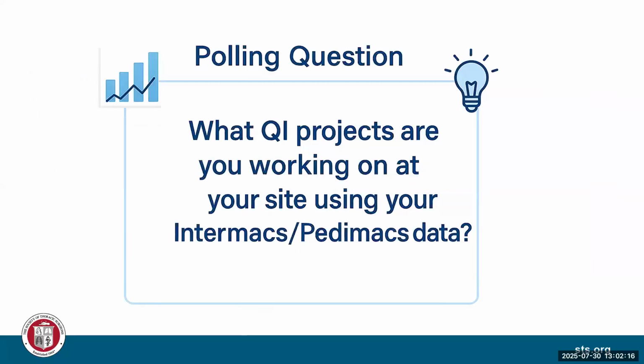So we're going to start off right off the bat with a polling question. We're curious as to what quality improvement projects you are working on at your site using your Intermacs and PDMacs data. So maybe something you're currently working on, something you've done in the past using your Intermacs and PDMacs data. We would love to hear how you're using it. So you can just type your answer in the text box that you should see on the screen. We'll give everybody just a minute or two to do that.